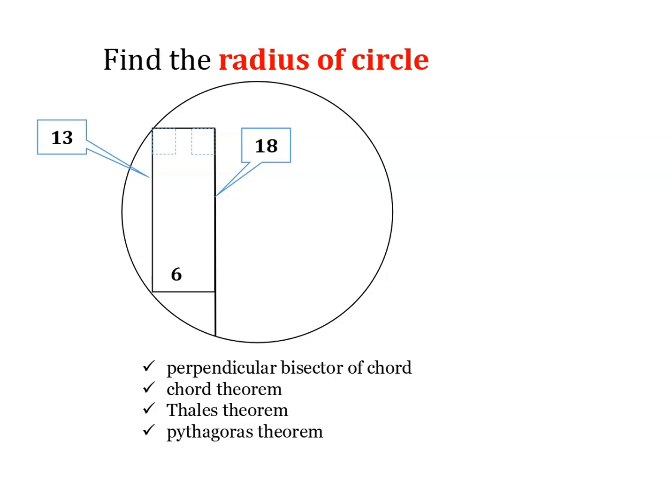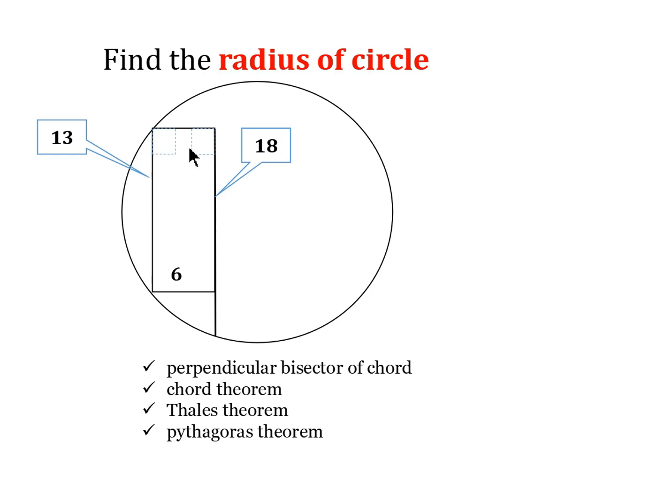Find the radius of a circle. Here, there are some values given for the question, and of course, we have to follow the given values to solve the problem. First of all, there is a chord, and the value of the chord is 13, and there is another parallel line compared to the larger chord, that is 18, and there is another value, 6. So altogether this is a rectangle, right?